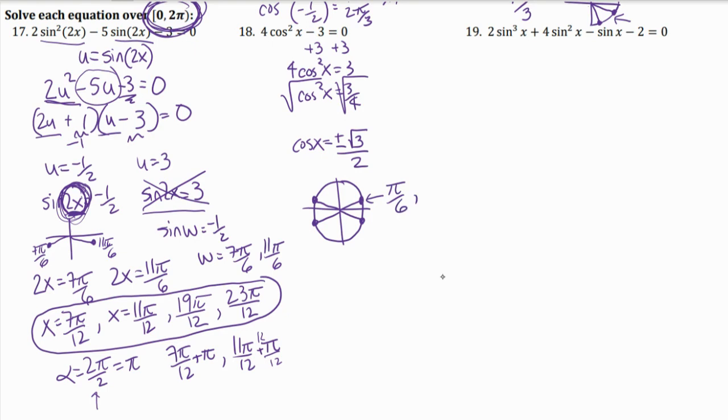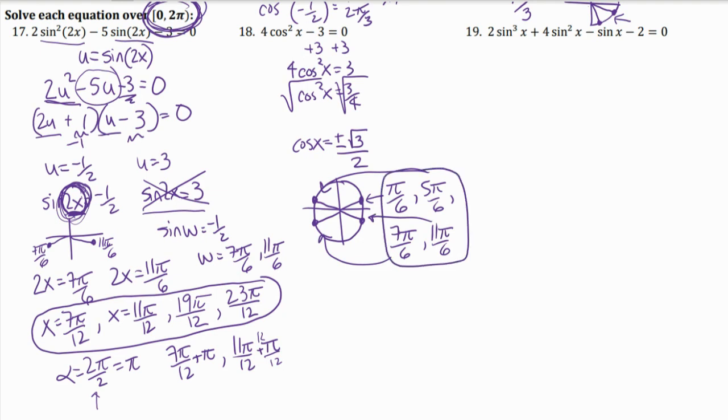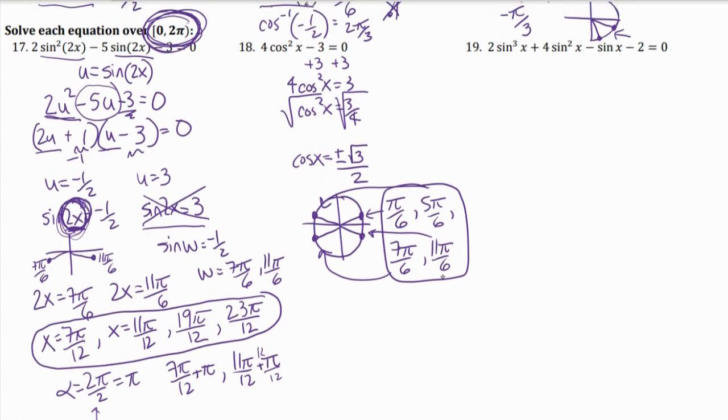Here is 5 pi over 6. Then I've got 7 pi over 6, that's here, and 11 pi over 6, which is here. So all 4 of these will be my answer because of that plus or minus. If it was just positive root 3 over 2, it would just be pi over 6 and 11 pi over 6. But because I had to do plus or minus, because I was the one who took the square root, the square root was not there. I put it there, so I have to put plus or minus and take those into consideration.